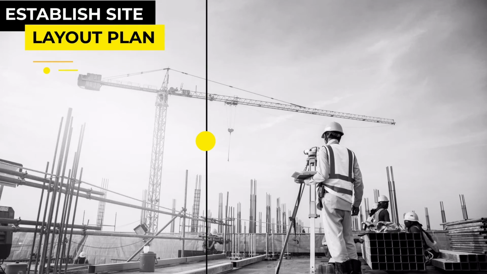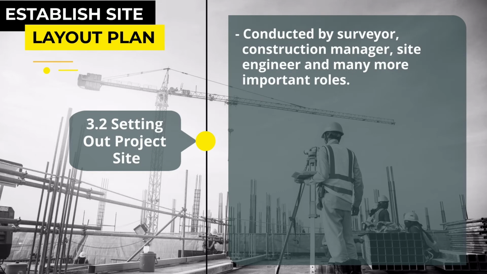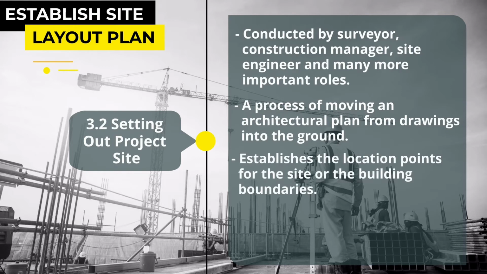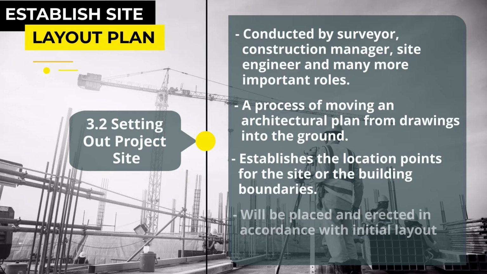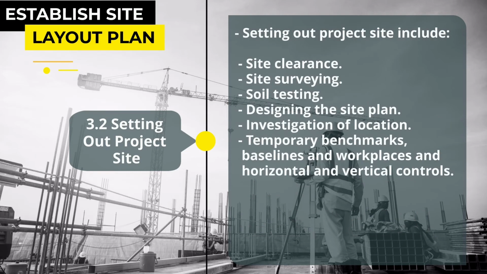After we have done with planning the site layout, we will be setting up project site that will be conducted by surveyor, construction manager, site engineer, and many more important roles. Setting out a building is a process of moving an architectural plan from drawings into the ground. It establishes the location points for the site or the building boundaries. The entire construction will be placed and erected in accordance with the initial layout. Setting up project site includes site clearance, site surveying, soil testing, designing the site plan, investigation of location, and lastly temporary benchmark, baseline, and workplace, and horizontal and vertical controls.